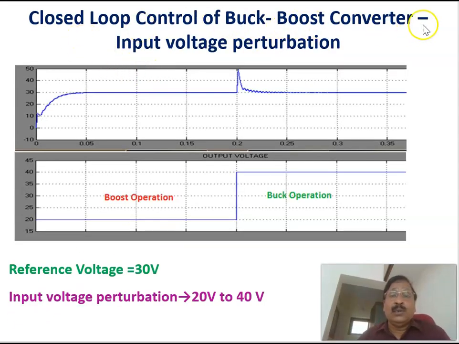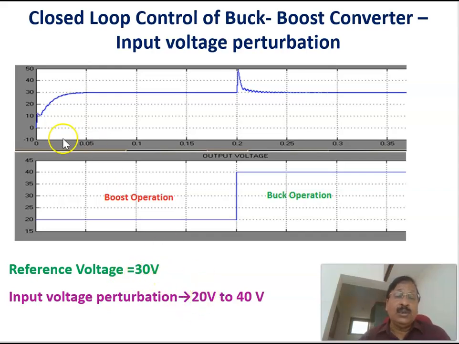Continuing the closed loop control of buck boost converter, we have seen an input voltage perturbation is done. Input voltage is suddenly changing from say 20 volt to 40 volts. Up until this point, 20 volt is there, and then it changes to 40 volts. But the reference voltage we kept as 30 volts. The output voltage we want is 30 volt. Whether the input is 20 or 40, we want to get a constant output voltage of 30 volts.